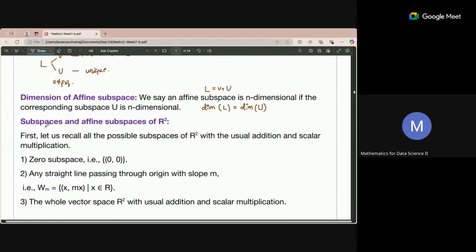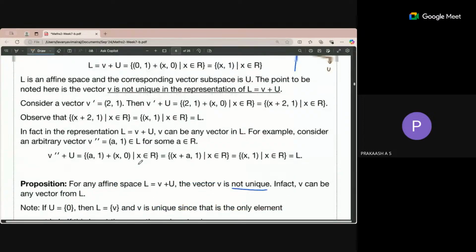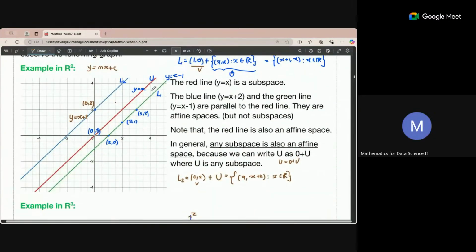We already know what all the possible subspaces of R2 are, right? Either it can be the zero subspace, or any line passing through the origin, or the entire space. Ma'am, can you explain the dimension of L equal to the dimension of U? Can you explain that with Y equal to X using the subspace and affine space? That is what we were going to do anyway. So here, what is the dimension of U?